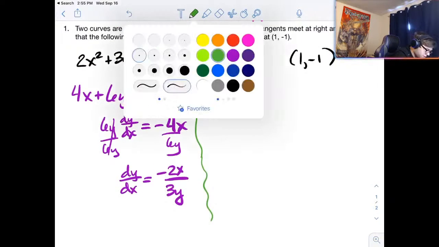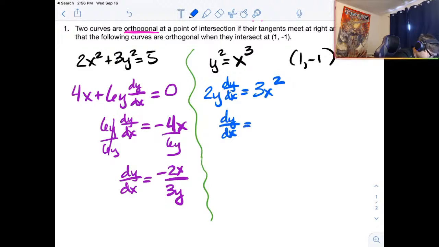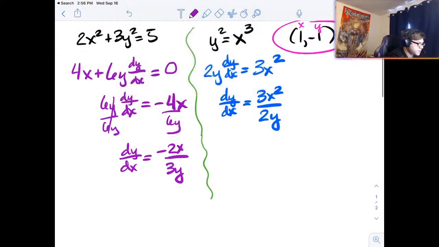In a similar fashion, let's tackle the derivative of the second curve under implicit differentiation. We would have 2y with a dy/dx next to it, and then through the power rule we would also have 3x squared. And I'm going to divide both sides by 2y. This time the fraction can't really be reduced. Now, they want us to investigate whether they are orthogonal, particularly at this intersection point. So we're going to be plugging in 1 for x and negative 1 for the y's, and let's see what we wind up getting.